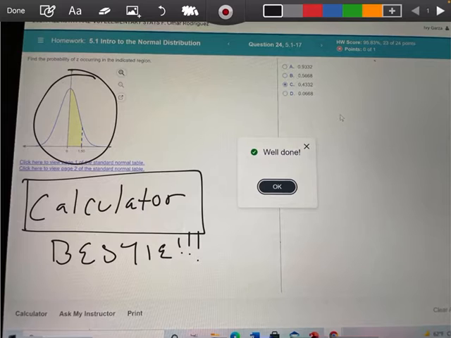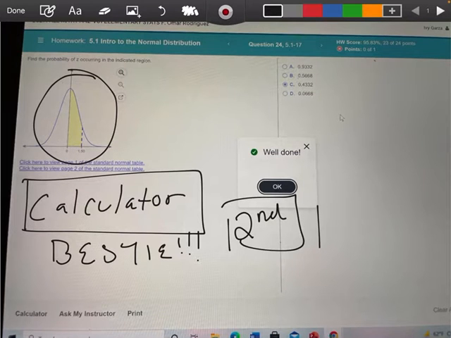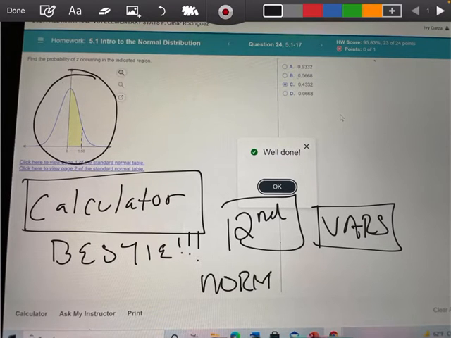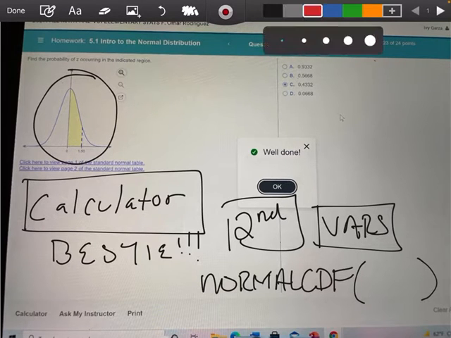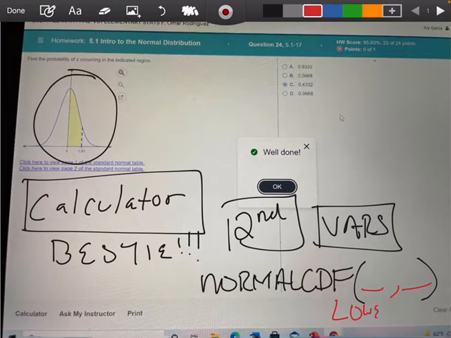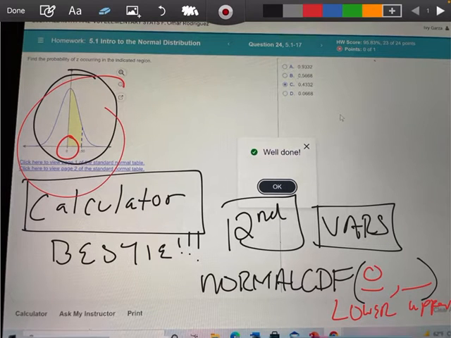So guys, whether you're using like a TI or you're using one of those calculator apps that we've talked about, the first thing we're going to do, we're going to hit the button that says second, and then we're going to hit the button that says VARS, and then we're going to look for something called the normal CDF. When we do the normal CDF, we're going to have two numbers. The first number is going to be our lower number, and the second number is going to be my upper number. So if you look at this problem that we have here, the lower number we're dealing with is 0.